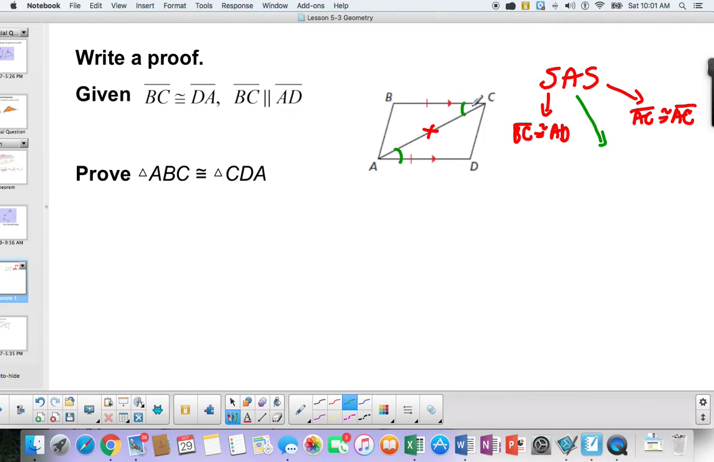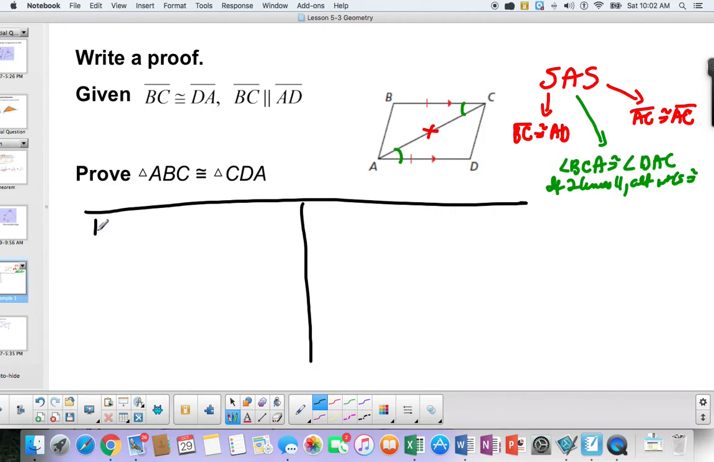Now you can't just say angle C, because this is angle C as well. So we have to say angle BCA is congruent to angle DAC, and that's going to be with this: if two lines are parallel, then alternate interior angles are congruent. All right, so I've been able to find all of this, and you can see that this angle is included between the marked sides. So now I'm ready to do the proof.